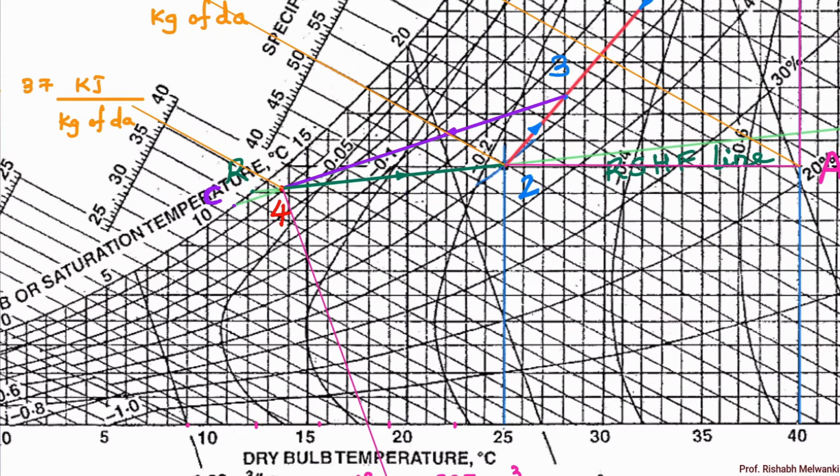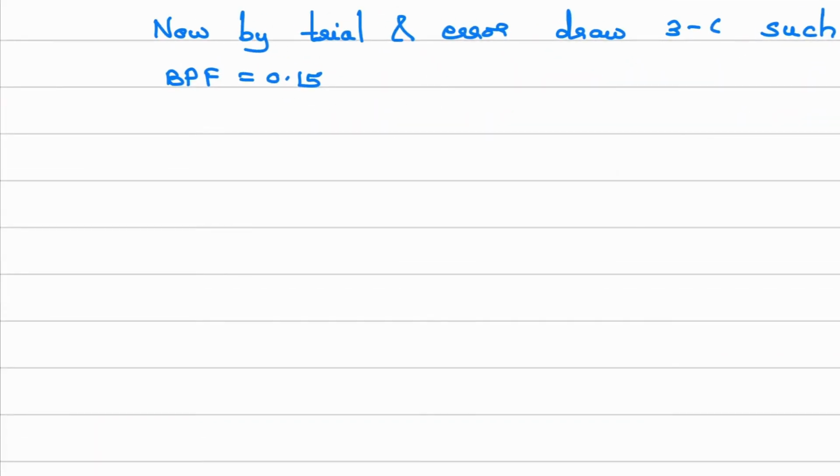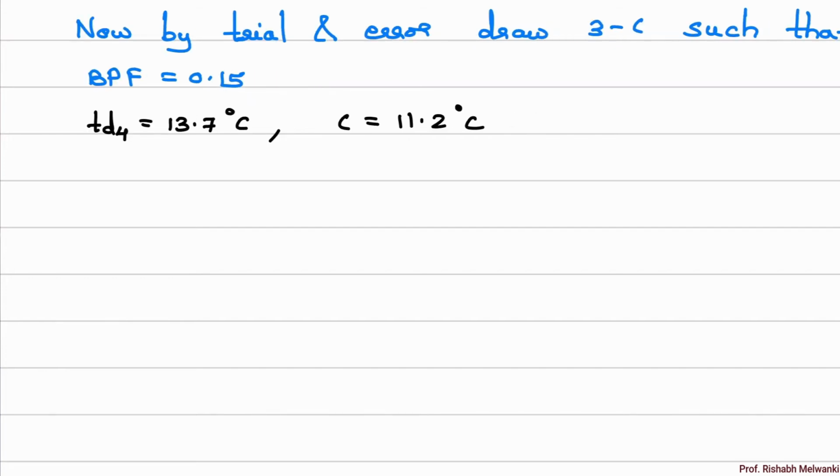And the coil ADP, if you consider point C, this is 10 degrees Celsius, 11. So approximately 11.2 degrees Celsius. So I'll make a note of these values. The dry bulb temperature of point 4, TD4, is equal to 13.7 degrees Celsius, and the coil ADP, point C, is 11.2 degrees Celsius. Next we will see what the first question is.